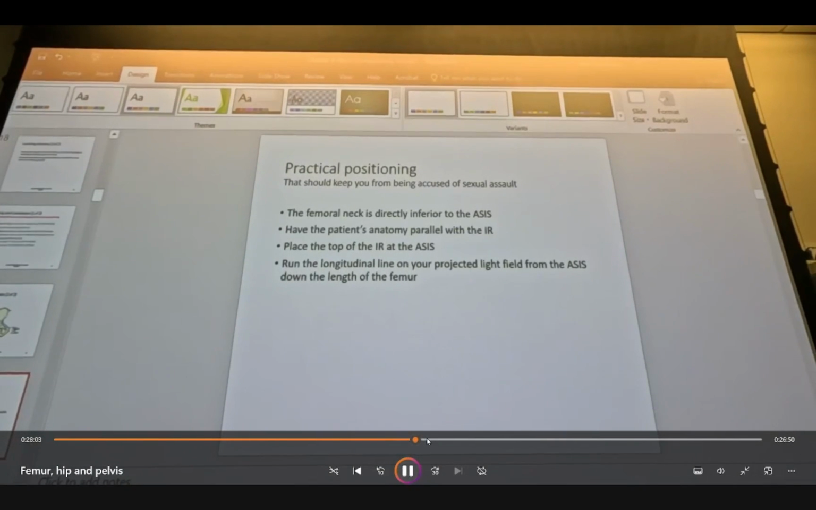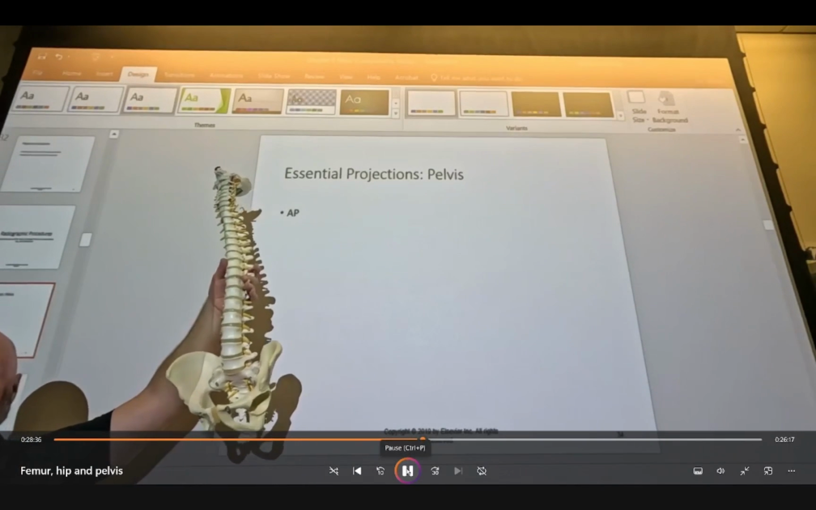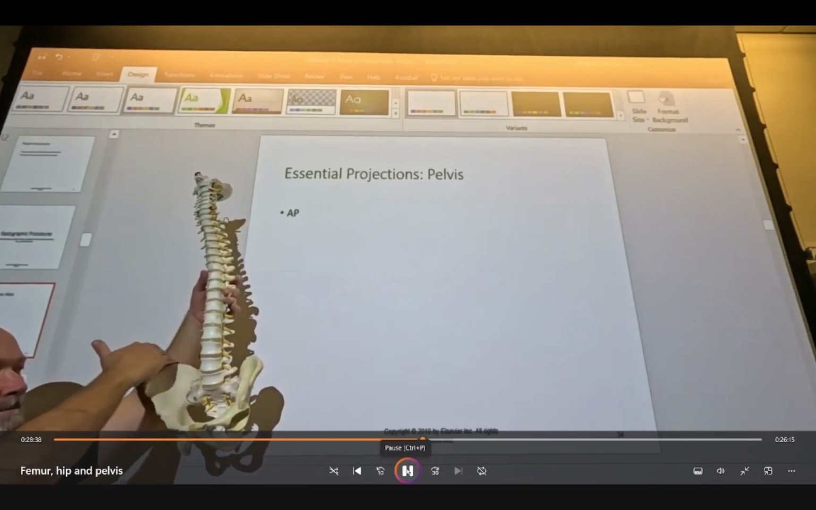All right, so that's pretty much everything I just talked about. All right, so essential projections of the pelvis.